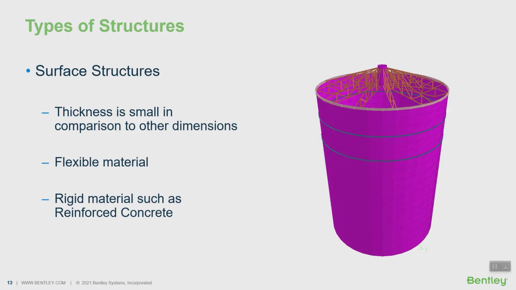A surface structure is made from a material having very small thickness compared to its other dimensions. A surface can be made of a flexible material, in which case it acts as a membrane that is subjected to pure tension. Or it can also be made of a rigid material like reinforced concrete, in which case they are referred to as thin plates or shells, and they support loads primarily in tension and compression with very little bending.